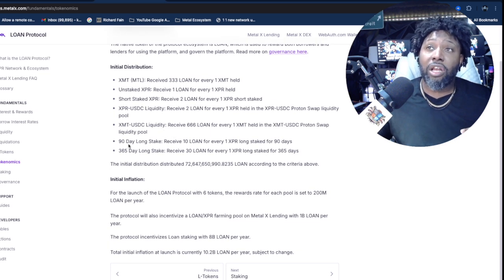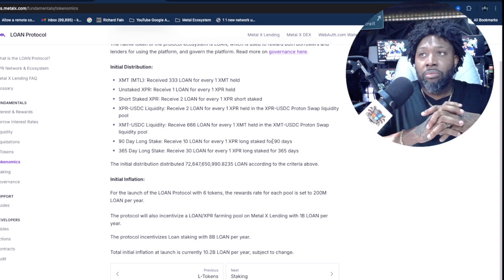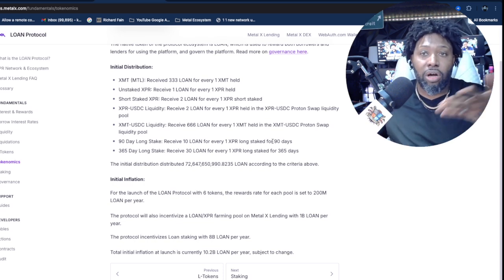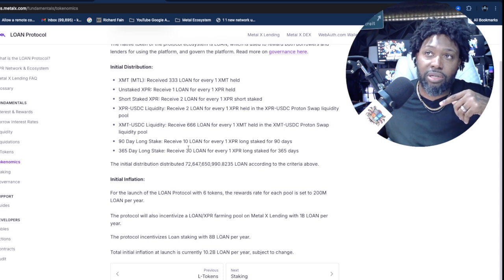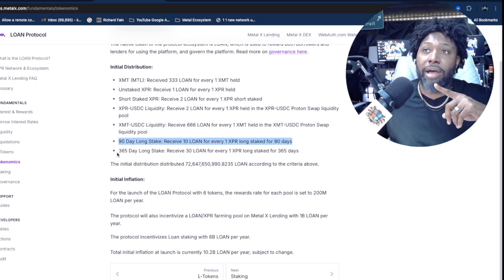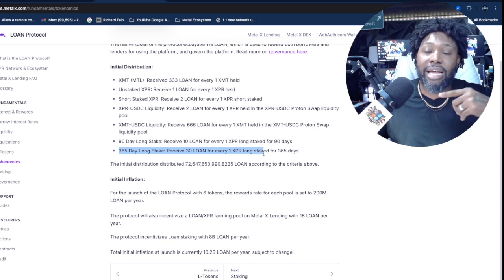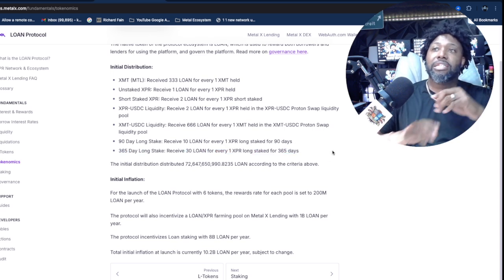For staking for long term, long stake, 90 days, receive 10 loan tokens for every one XPR long staked for 90 days. So imagine, somebody like me who holds over 1 million XPR, if I was to stake that for a year, can you imagine how many loan tokens I get? Or you can do the short stakes. Oh, that's 90 days, excuse me. That's just 90 days. But imagine doing it for a year and I will be getting 30 loan for every one XPR that I have staked for a long period of time. I think this is cool.